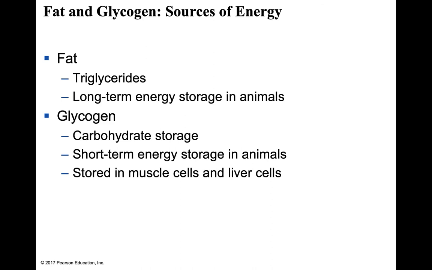Now, energy sources that the cell can use are fat and glycogen. So we talked about fat and triglycerides previously, and that's how we store energy for long-term use. So typically the job of triglycerides is lipid storage, energy storage. Glycogen, that's actually carbohydrate storage, and that is short-term energy storage. And if we look at where humans typically have glycogen stores, it's going to be within muscle and liver cells. So that's where we expect to find glycogen. And we kind of talked about that in chapter 2.